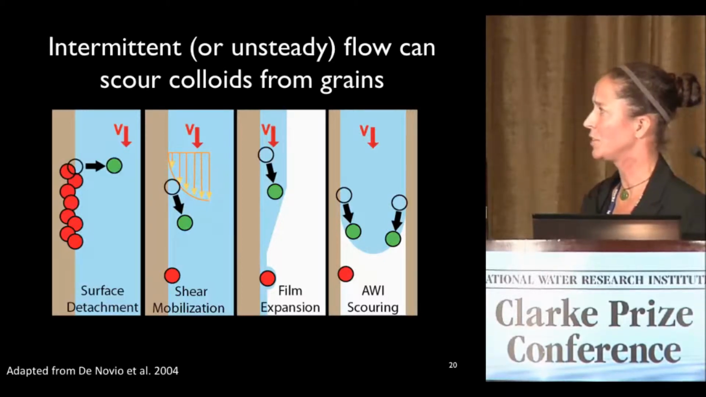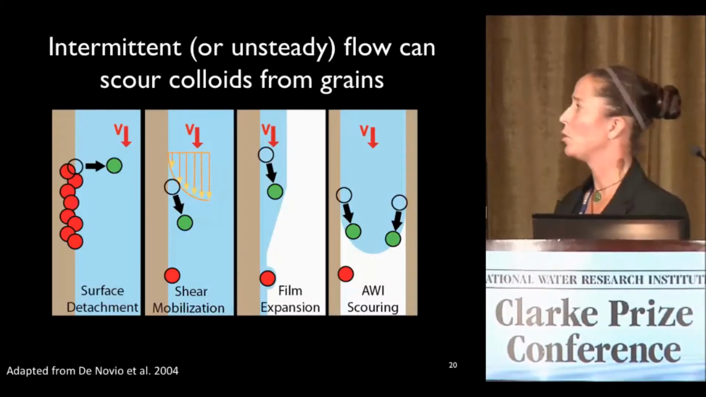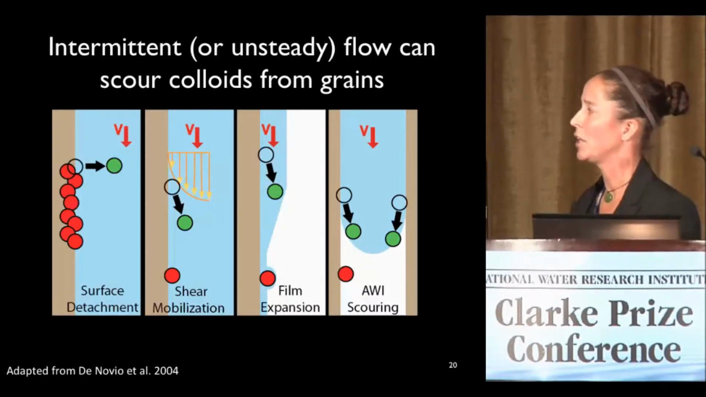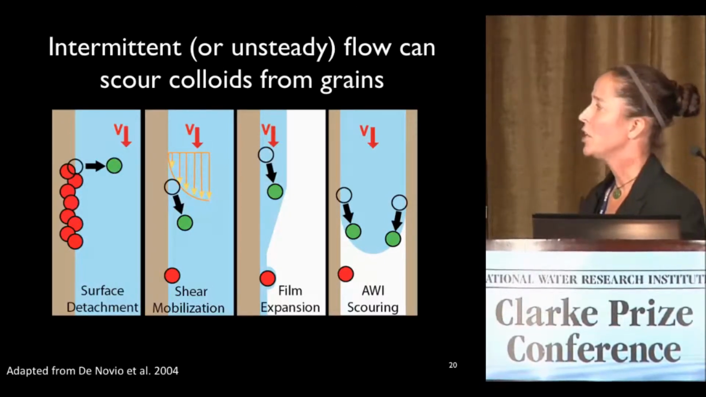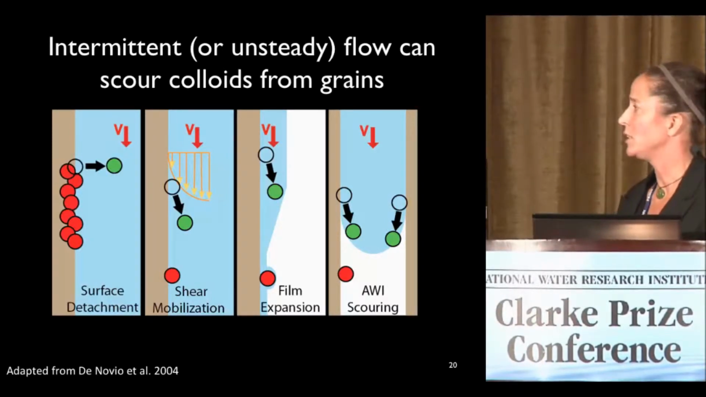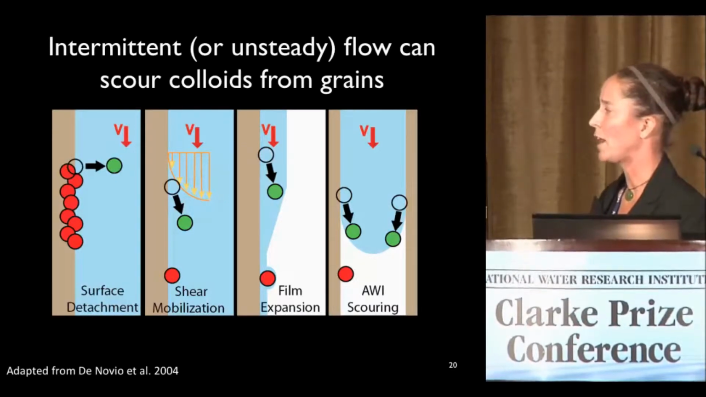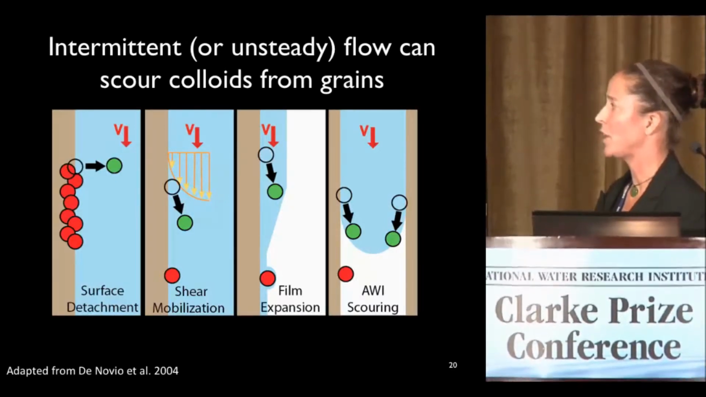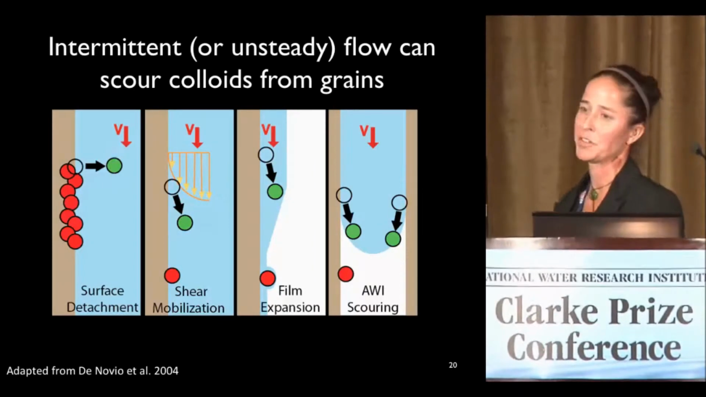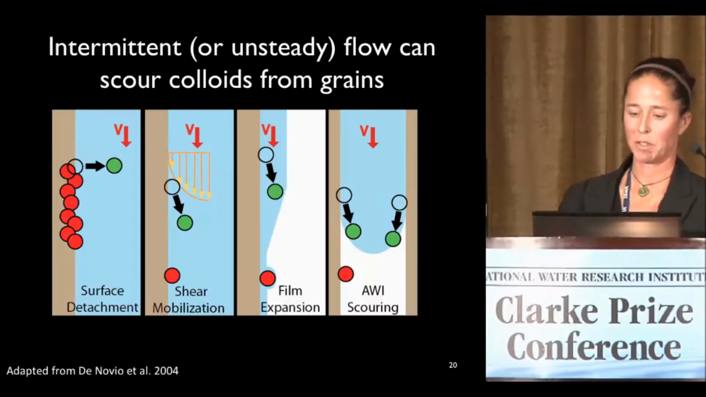You can have surface detachment due to chemical perturbations where the adsorbed colloids, or in this case bacteria, just come off the surface. You can have shear mobilization by changing velocities. You can have thin film expansion, releasing colloids trapped in a thin film, and you can have air-water interface scouring. And we know this happens for colloids as well as bacteria under some conditions.